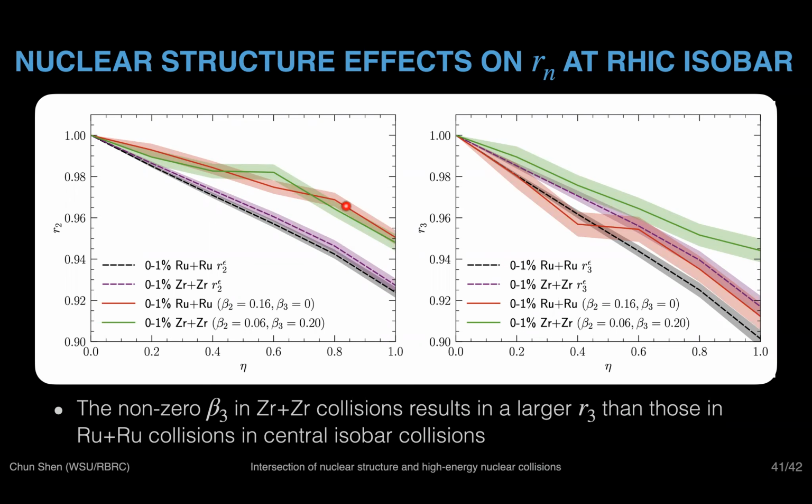Once you run the hydro, you find that this small difference is still hard to see with the current statistics for R2. But for R3, you can still see that the effects of beta 3 remain. So zirconium has a smaller decorrelation, mainly coming from the large beta 3 deformation put in the simulations. This can serve as a verification of this deformation, in addition to the flow measurements in central collisions.